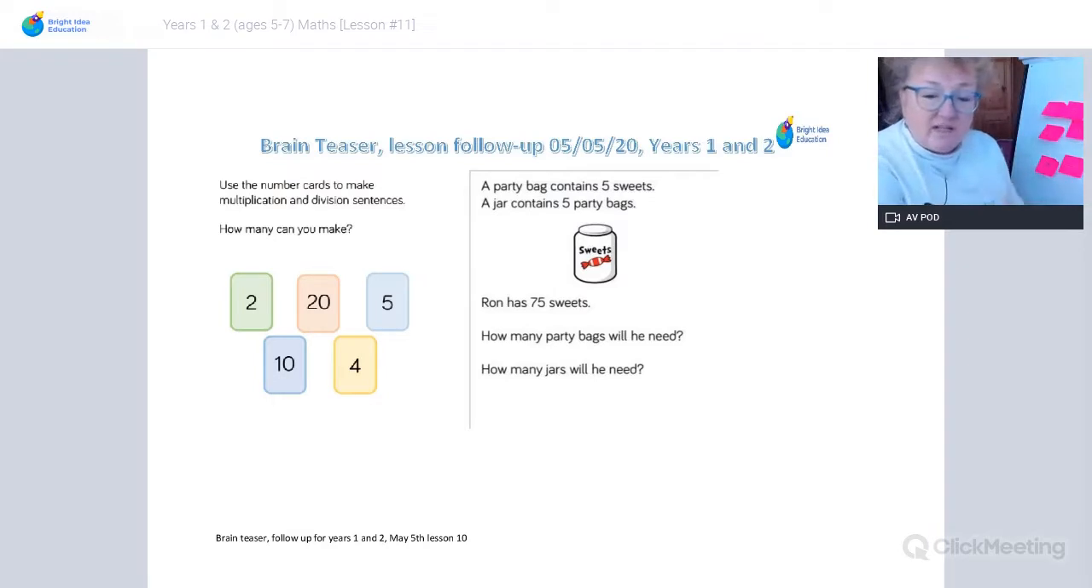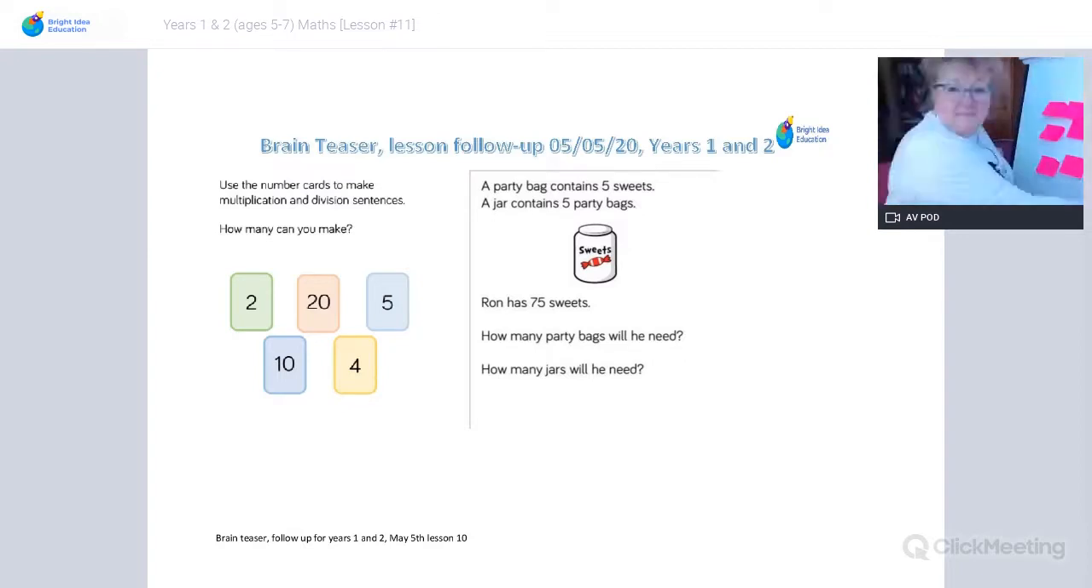So the first one is we've got these digit cards, 2, 25, 10, and 4. We're asking you to see what multiplication and division sentences you can make using those cards. You can only use them once each time, each sentence. So can anybody think of a multiplication or division sentence it can make using those digit cards? You don't have to use every single one each time, but you can only use it once for each sentence.